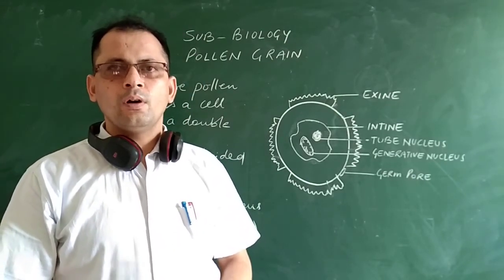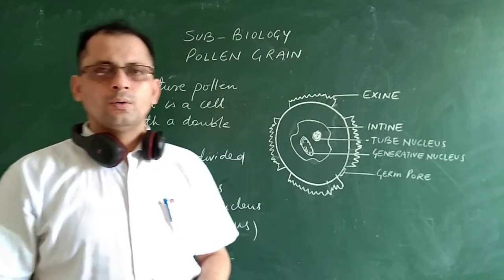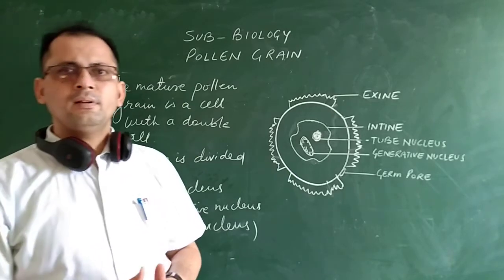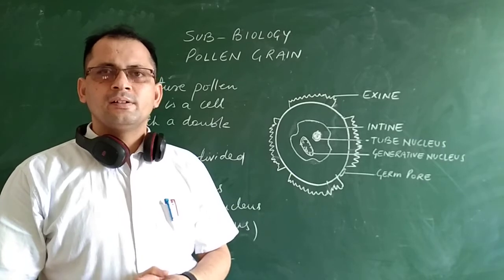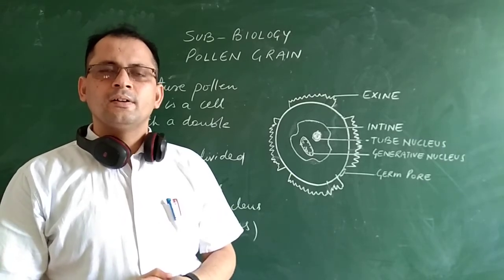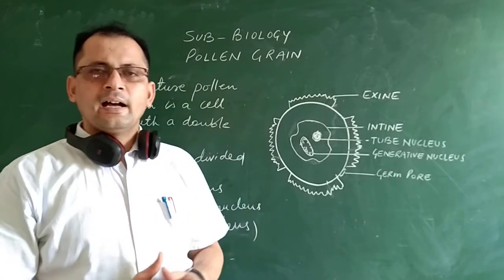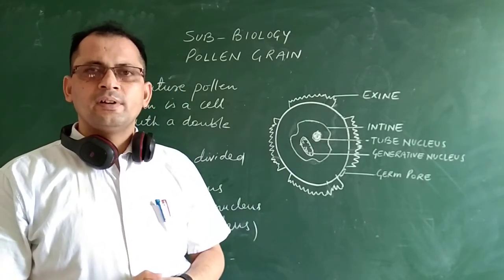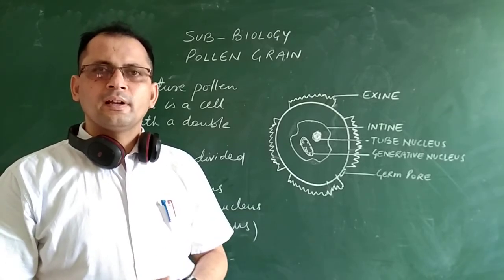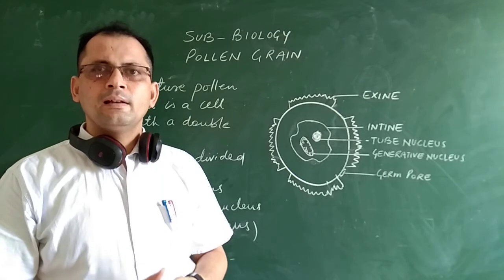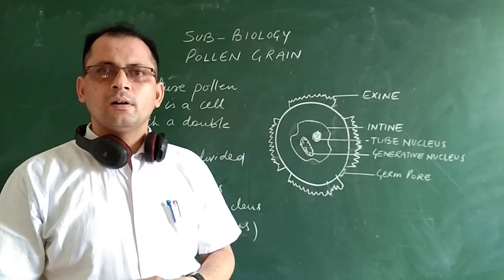Today in this video we are going to discuss pollen grain. Now beta, you know the stamen, it is the male part of the flower, and the stamen is divided into two parts, that is filament and anther. And in the anthers there are pollen sacs which contain pollen grains. And actually these pollen grains are the male nuclei or the male gametes which take part in the reproduction.